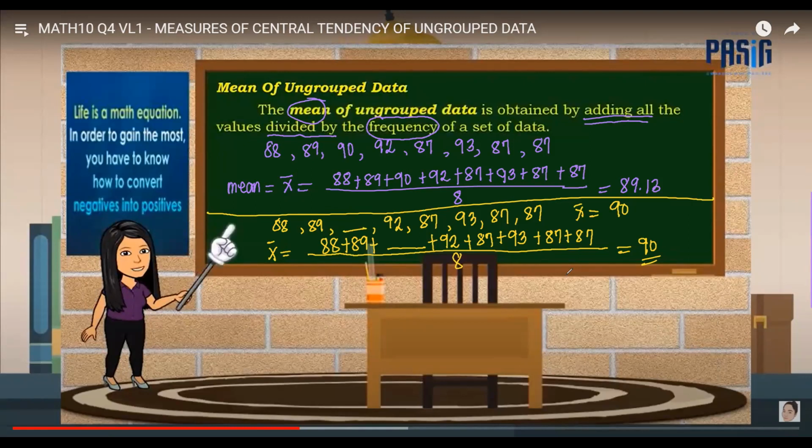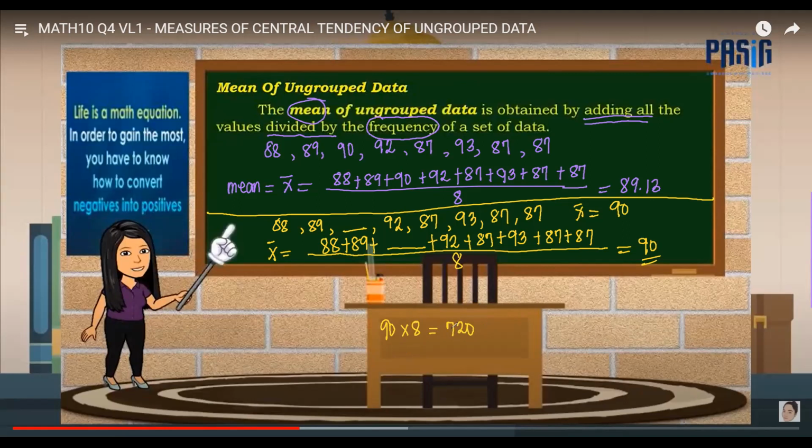Una po, tinimes ko po muna yung 90 sa 8. Tapos po, pinag-add ko po lahat ng grade, yung 88 at lahat po ng grade. Tapos yung sum po niyan, minus ko po dun sa pinag-multiply ko.